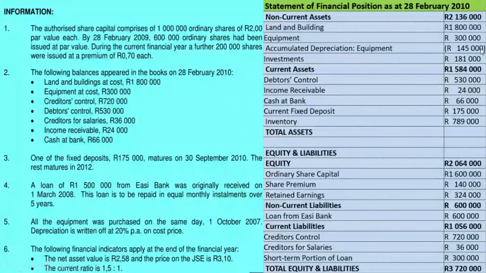Now you can check if it's correct. You can just add them up together and then deduct the accumulated depreciation and then add the investments. It should give us 2,136,000 rand. Now, if we add together the non-current assets, 2,136,000 rand, plus the 1,584,000 rand for the total current assets, it should give us the same amount as total equity and liabilities. So add them up and see, it gives us 3,720,000 rand. You can see total equity and liabilities is equal to total assets. That means we did everything correctly. So that is an example of a statement of financial position relating to a company.